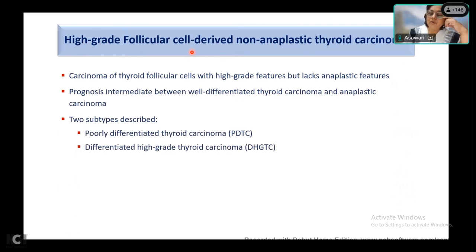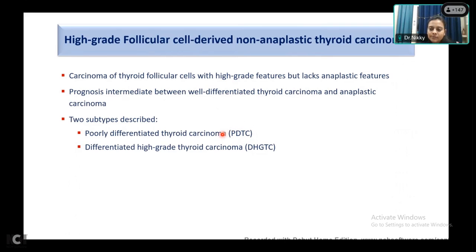Do you know about poorly differentiated thyroid carcinoma? Yes, ma'am. What do you see in it? The mitotic count will be brisk, mitotic activity more than or equal to 3 per 10 high power fields. Necrosis will be there, and convoluted nuclei will be seen.